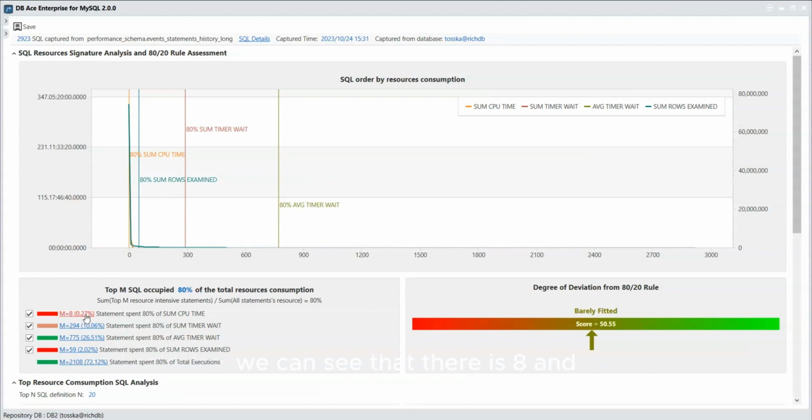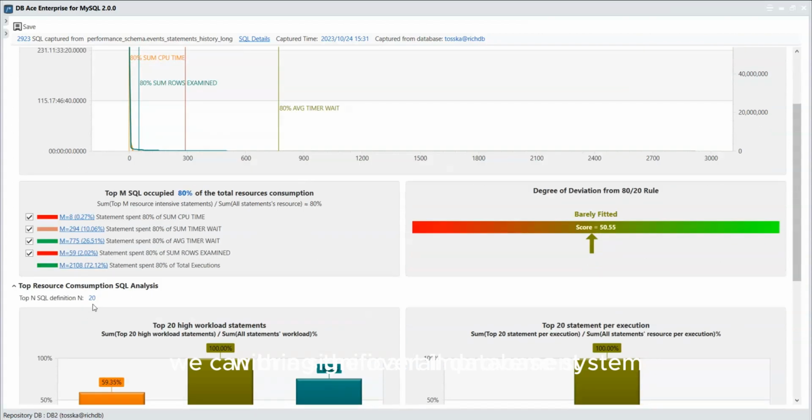We can see that there are 8 SQL statements, 0.2%, which spend up to 80% of CPU time. So we just focus on these 8 SQL statements. We can bring the overall database system a significant improvement.